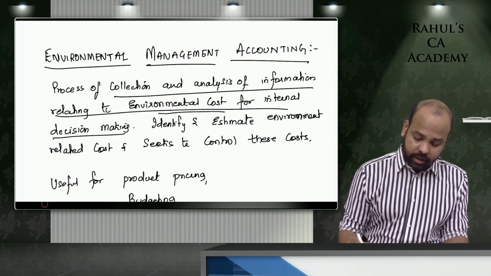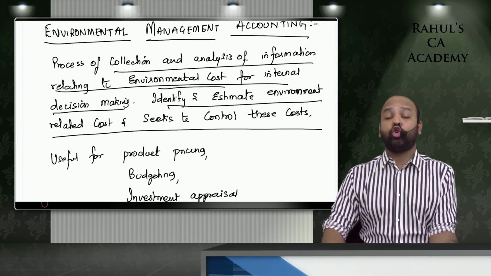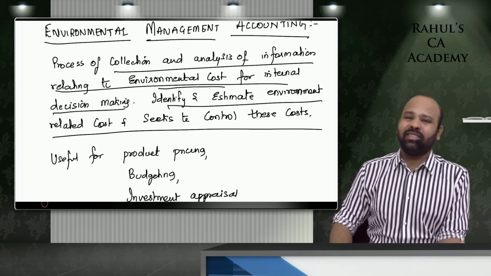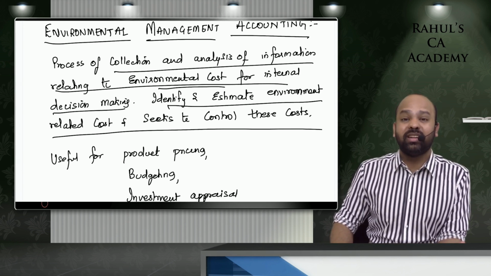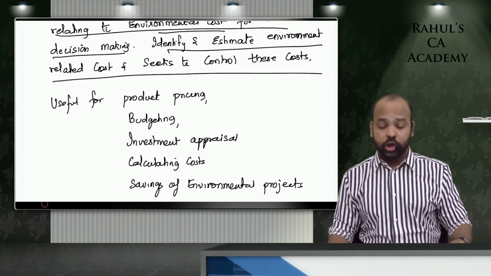Identify and estimate environment related cost and try to control those costs. This is what environmental management is all about. Try to identify. First is collection and analysis of information for internal decision making. Your objective is to identify those costs and see how you can control those costs.